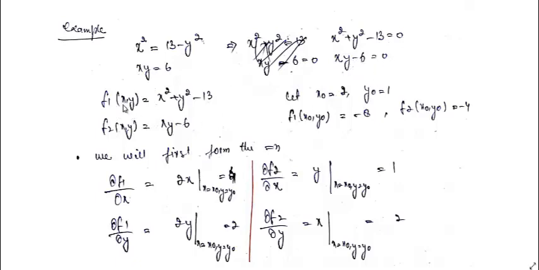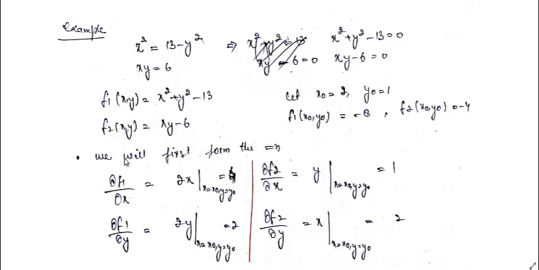That means f1 of x, y will be equal to x square plus y square minus 13, and f2 of x, y is equal to xy minus 6. So let x naught be equal to 2 and y naught be equal to 1. Then f1 at x naught, y naught will be 2 square, that's 4, plus 1 is 5, minus 13, that will be equal to minus 8. f2 will be equal to 2 into 1 is 2, minus 6 is minus 4.